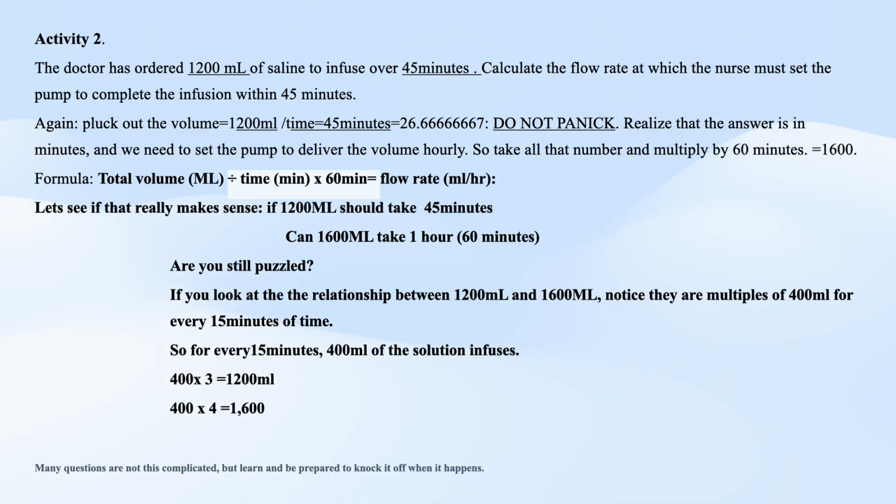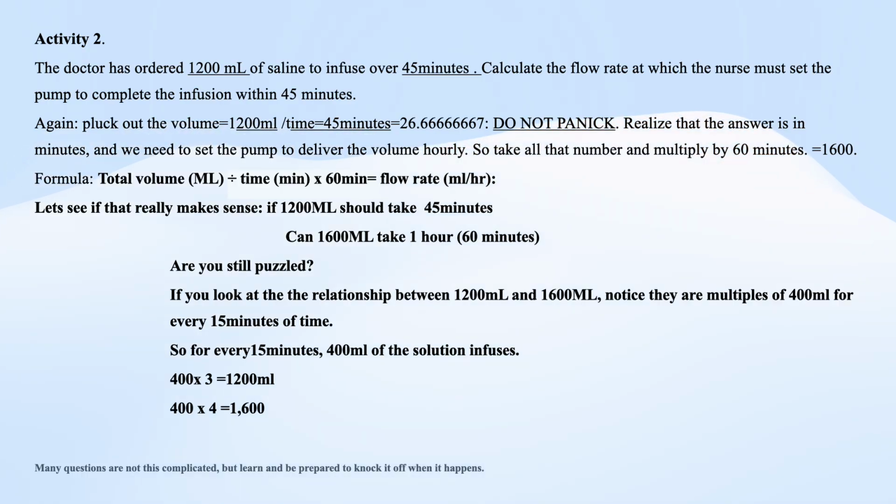Remember, we have to set the pump to run every hour, and so if we divide by minutes, then it means this is what is going to be running every minute. So to have the hourly version, all we have to do is multiply by 60 minutes to get the hourly conversion. And so proceed. 1200 divided by 45 minutes, whatever the answer is, multiplied by 60 conversion, and then you should get your hourly rate of the infusion.